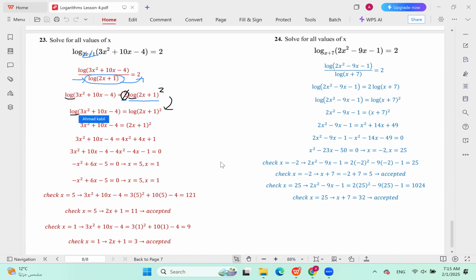Now that we have log equals log, we are allowed to cancel them out and just equate the inner expressions. And the rest is just basic algebra. So this here has to be expanded.